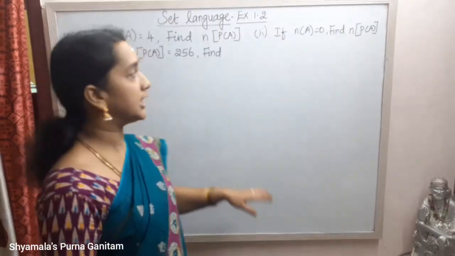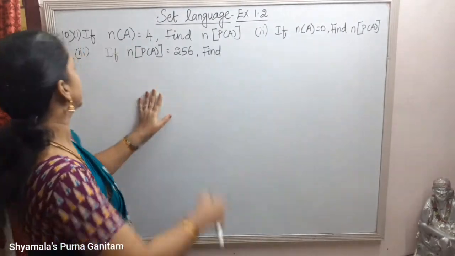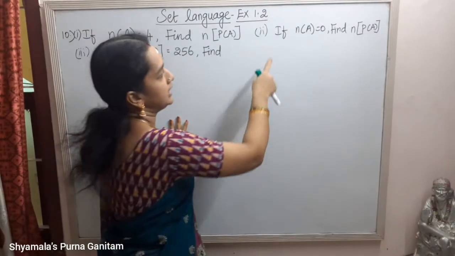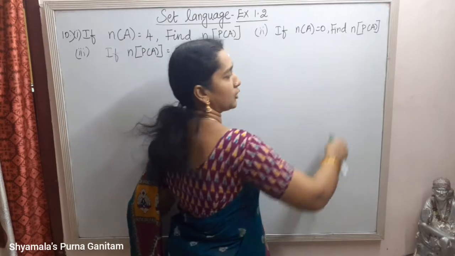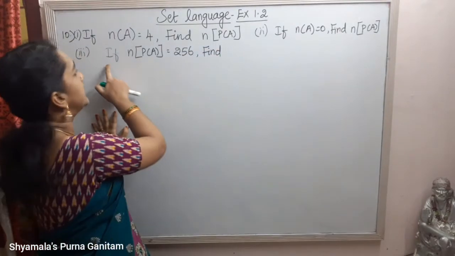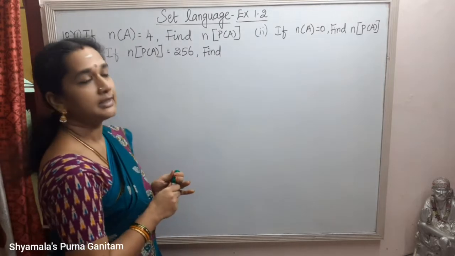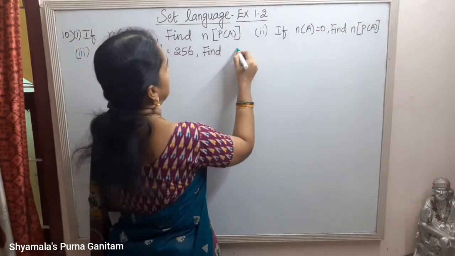Now we will continue with the next sum. If n of A is equal to 4, find n of P of A. The same sum only. If n of P of A is 256, find n of A.